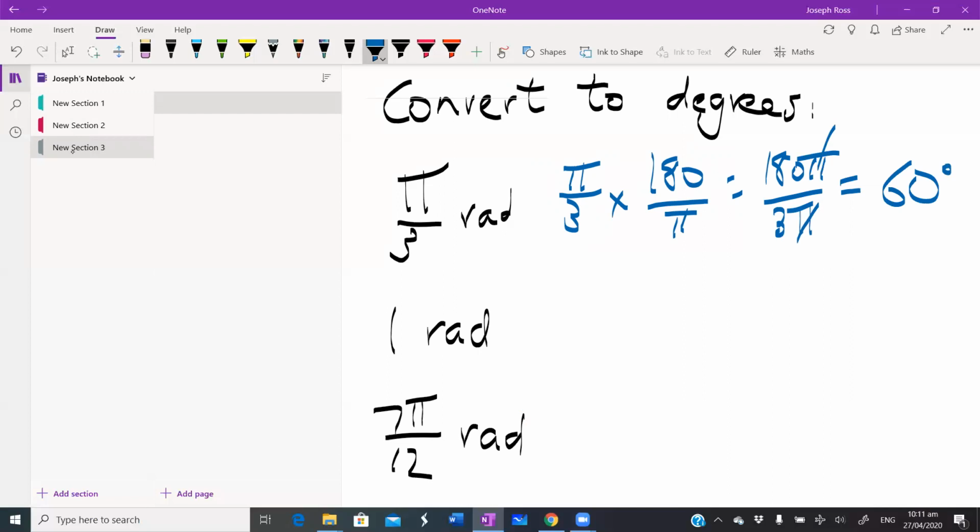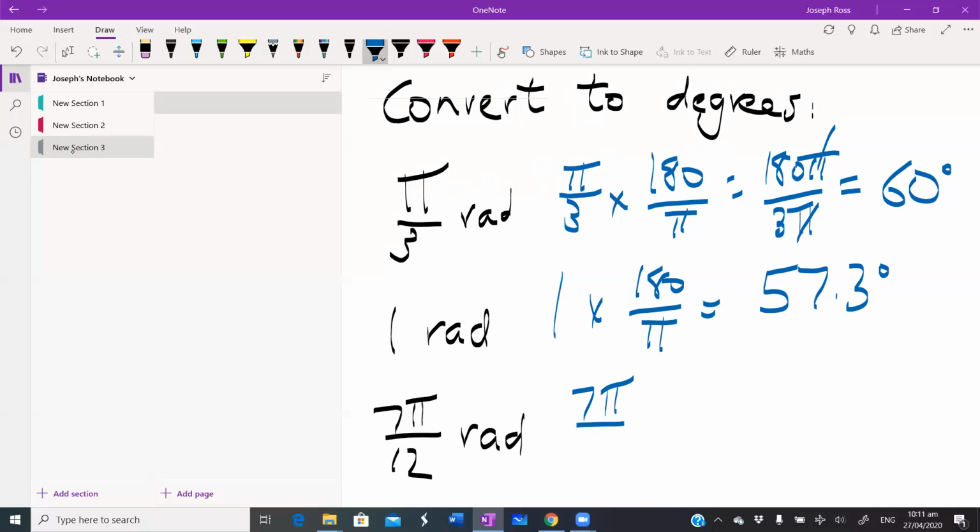1 radian is going to be 1 times 180 over pi, and if we calculate that, we end up with 57.3 degrees. And 7 pi over 12, converting that into degrees, we get 7 pi over 12 times 180 over pi. Pi's cancel, and we've got 7 times 180 divided by 12. Calculate that, we get 105 degrees.